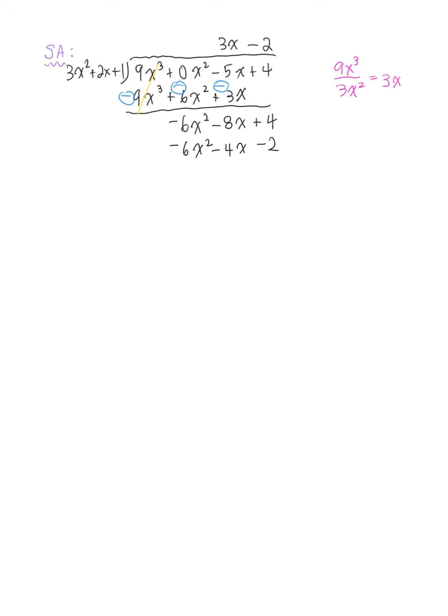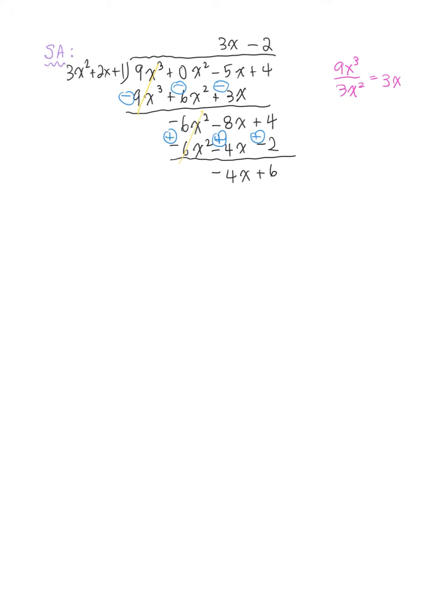So here we go. And then we have to change the signs. So this becomes plus, this is plus, and then plus. Okay, so again, this term is going to cancel out. That's exactly what we wanted. So negative 8x plus 4x is negative 4x, and then you have 4 plus 2, which is going to be 6. So that's going to be the remainder.